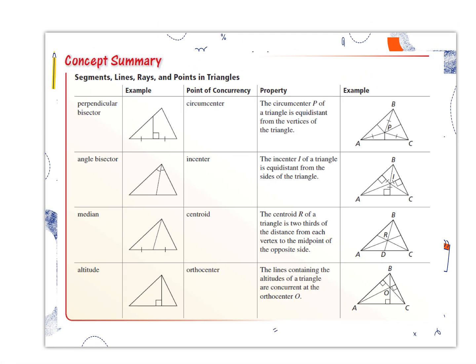So now to summarize everything we sort of learned, these are the 4 types of points of concurrency that you're going to have to memorize: circumcenter, incenter, centroid, and orthocenter. They're points of concurrency. The circumcenter is made by perpendicular bisectors. The incenter is created by angle bisectors. The centroid is created by medians. And the orthocenter is created by altitudes.